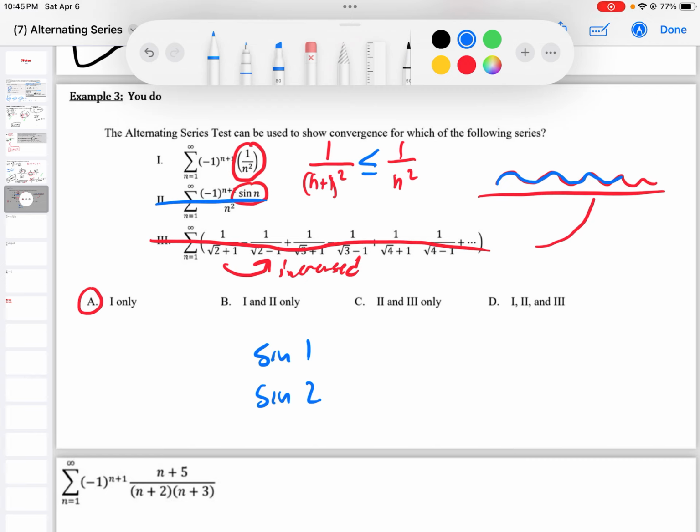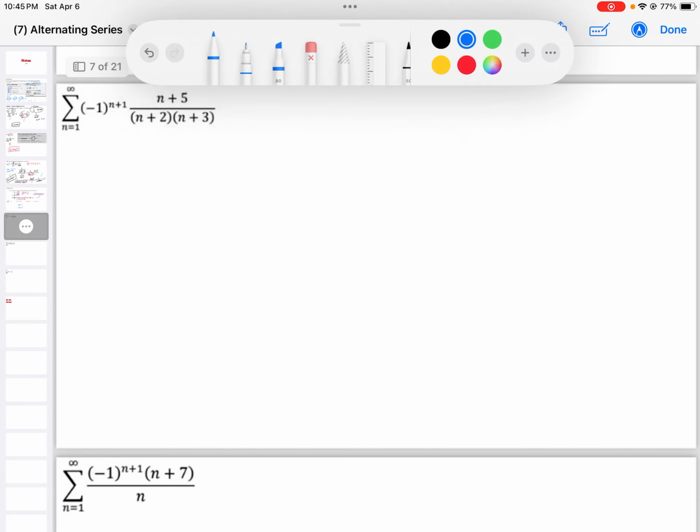All right, these last 3, I realize on your paper you don't have enough room, so you might need to write on some scratch paper for these, especially this one. The other 2 are pretty quick. This one takes a second. So we want to see, does this series converge or diverge? There's the alternating part, so it's an alternating series test.